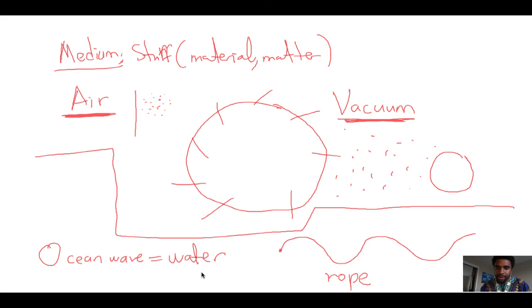Last example, how about earthquakes? What is the medium of an earthquake? What is the wave of an earthquake moving through? If you guessed the ground or the floor or rocks, then you are correct. All right? So the medium of an earthquake would be basically the surface of the earth.